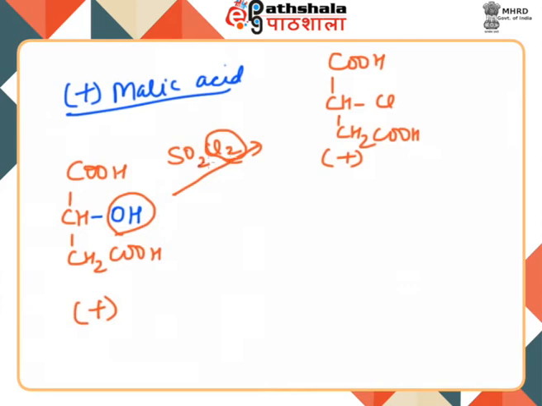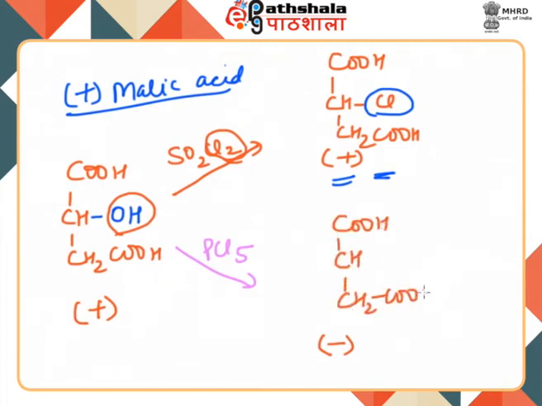So notice that this OH has been replaced by Cl, and this has happened with retention in configuration, that is we are getting the (+) chlorosuccinic acid, which is this molecule. On the other hand, if this molecule is treated with PCl5, there will now be inversion happening, that is from (+) we get (-) and we get this molecule. So notice that in place of this OH, now this Cl has come, and this reaction takes place via inversion in configuration.